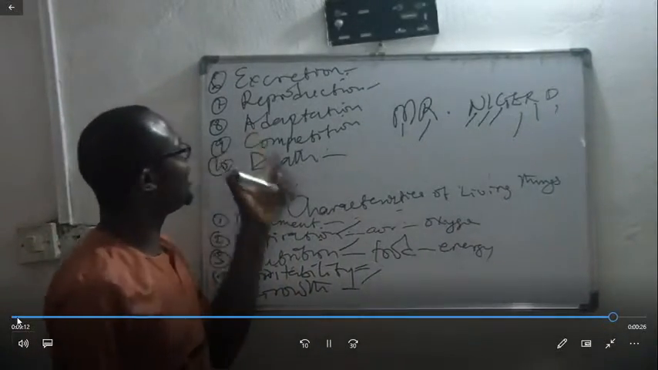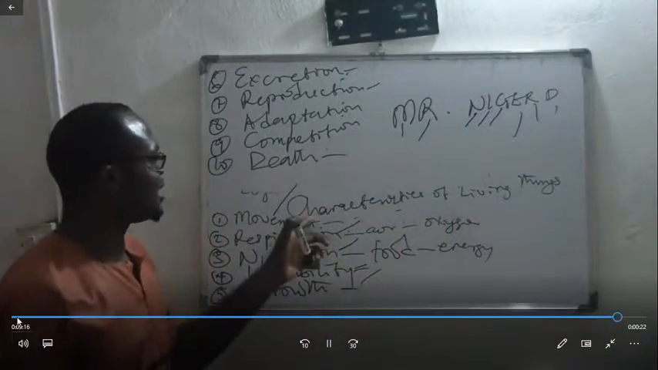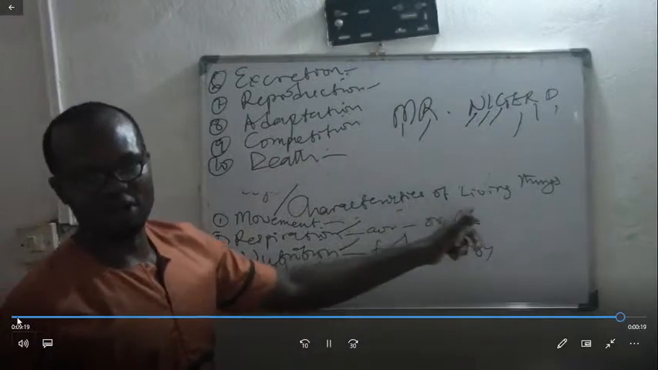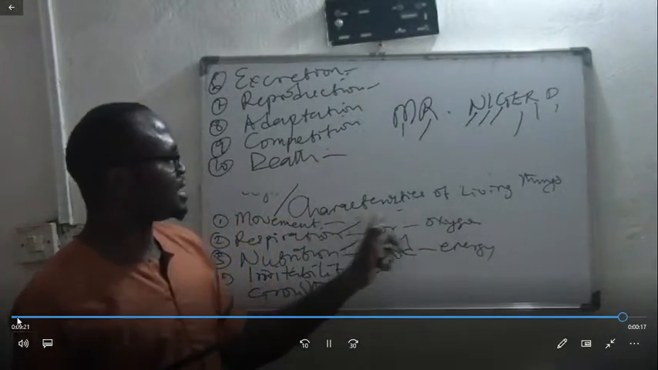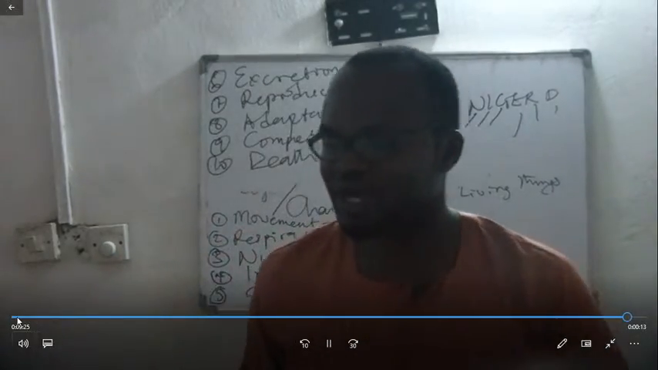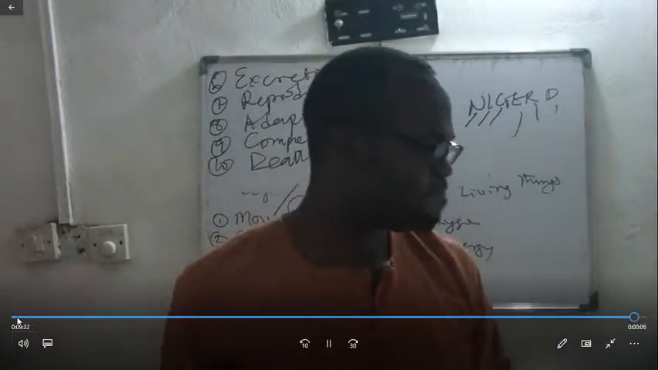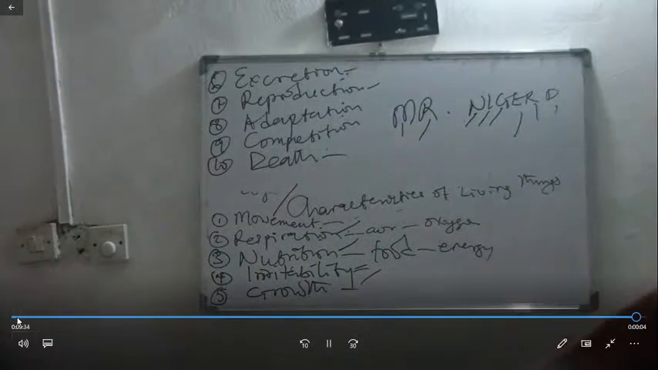Except that we added adaptation and what? Competition. So anything that has these characteristics could be called a living thing. Anything that has these characteristics could be called what? Living thing. And that's why plants and animals are living things, because both plants and animals exhibit all these characteristics. Is that clear? Good.